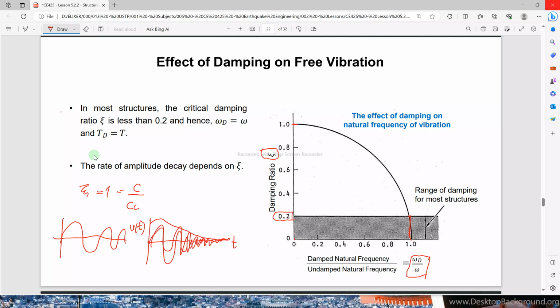When you get their two points, they are almost equal, almost the same: omega d over omega, and the damping ratio coefficient.